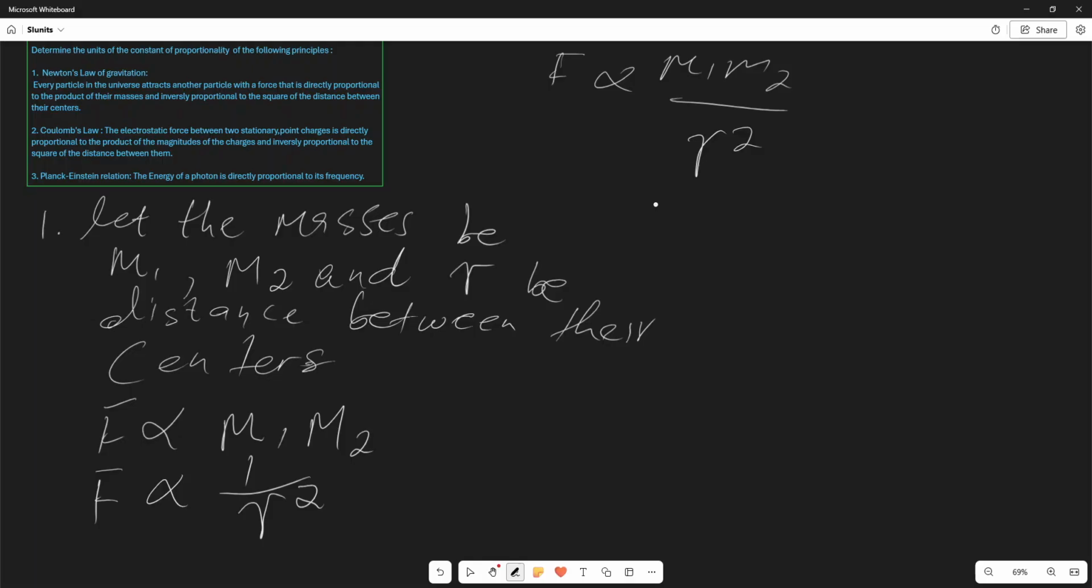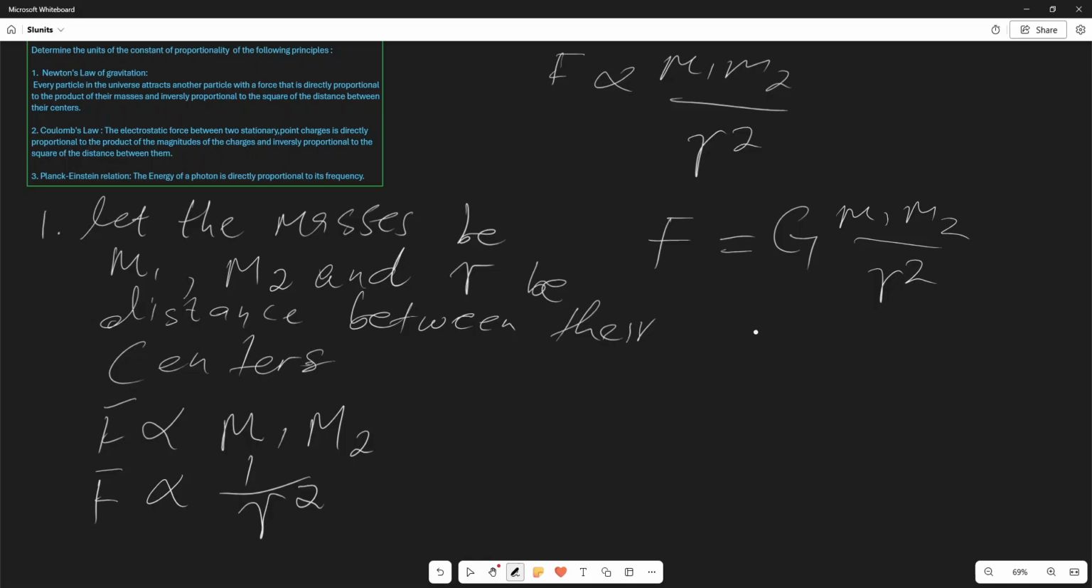Now, when we do that, we will have to introduce the constant of proportionality. So that's how we do these problems. In this case, the constant of proportionality you may already know. It's called G. It is the symbol G, rather. So we'll say that F equals G, for the gravitational constant, times m1 m2 over the square of r. Now the question, we want to determine the units of G, basically.